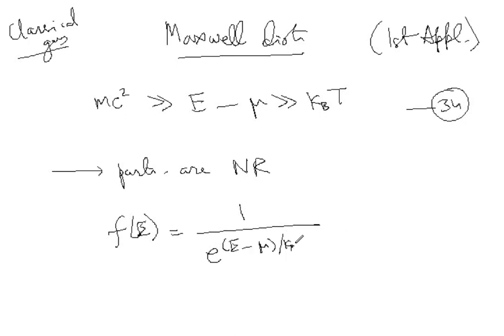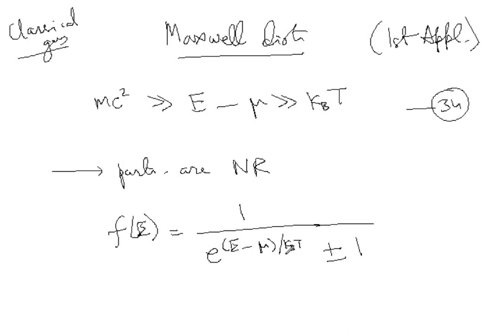Mu by kBT plus minus 1, right? The plus sign was for fermions and the minus sign was for bosons. Okay, this we discussed in our last class. So what will happen this time?